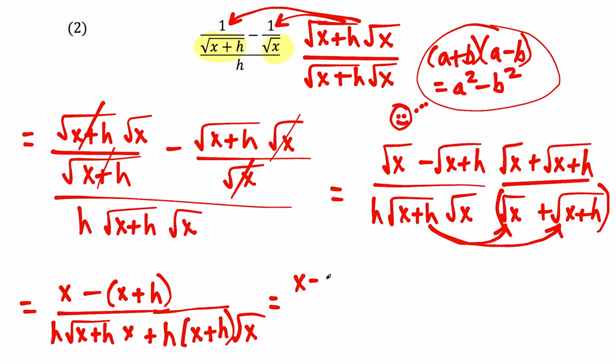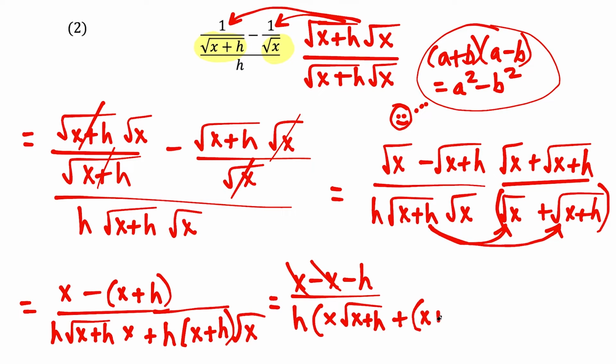We have x minus h up top. So these terms cancel out right away. And then on bottom, what I want to do is I want to factor out an h. And see what we have. We've got square root of x plus h times x. So I'll just call that x times square root of x plus h. And then we have plus, if we factor out the h, we're left with x plus h times square root x. Okay, so we have x plus h times square root x.